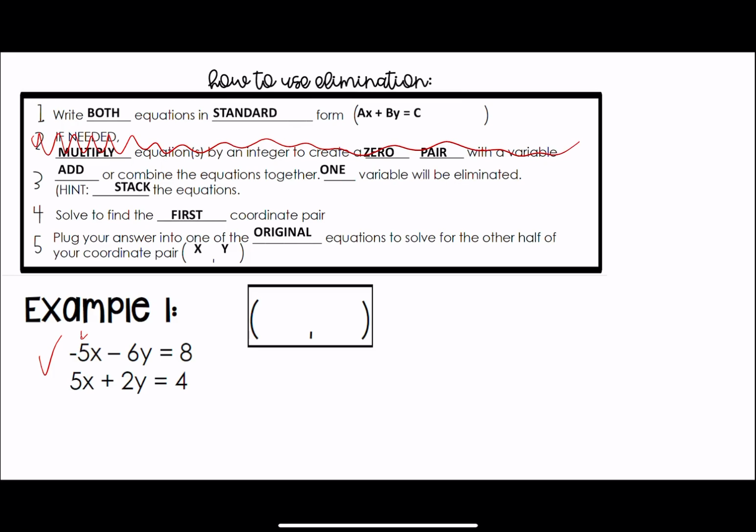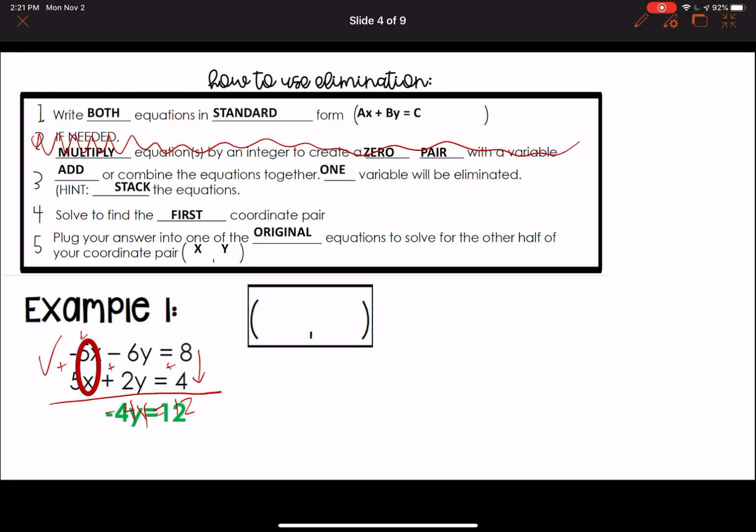Now you're pretty much adding each and every one of these to get a brand new equation. You get 8 plus 4, which equals 12. Negative 6y plus 2y is going to be negative 4y. Negative 5x plus 5x, that's our zero pair, because negative 5 plus 5 is 0. So that entire thing zeroes out, and you're only left with negative 4y equals 12.